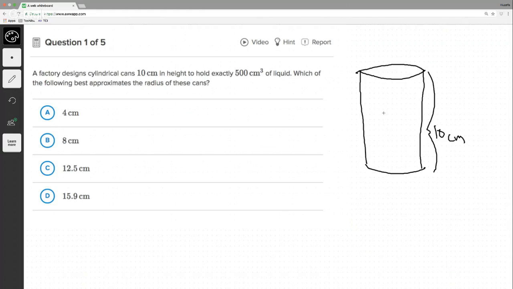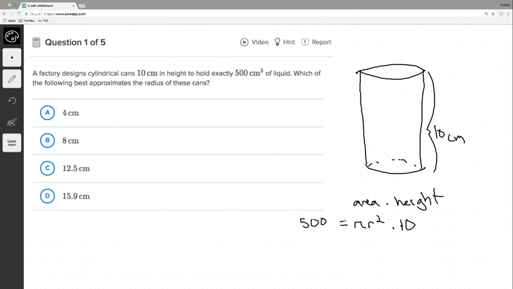All right, we're talking about volume. It's saying that we want to hold 500 centimeters cubed. The formula for volume of a cylinder is actually area of the base, so area of that circle, times height. And area, of course, is pi r squared times height, which is 10. So 10 pi r squared, and this whole thing equals 500.